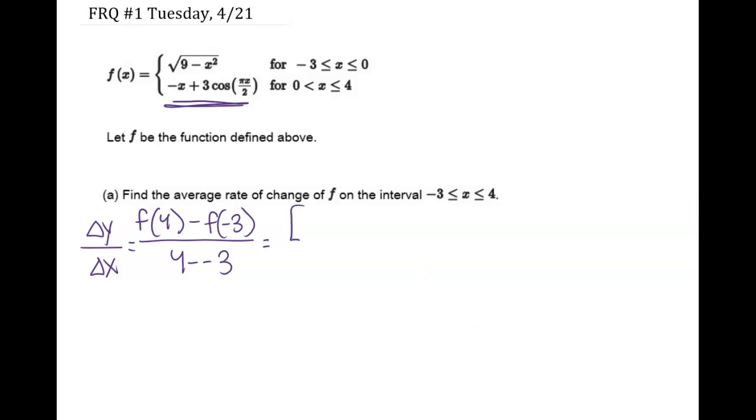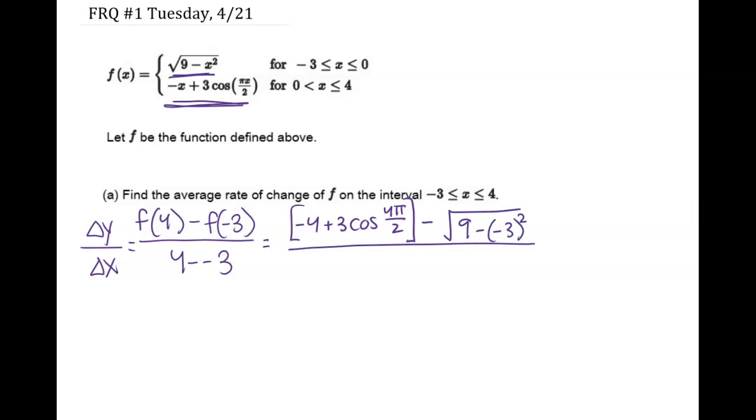So f of 4 will be -4 plus 3 cosine 4 pi over 2 minus, for -3, we'll use this function. So this will be the square root of 9 minus -3 squared, all over 4 minus -3, which is 7.